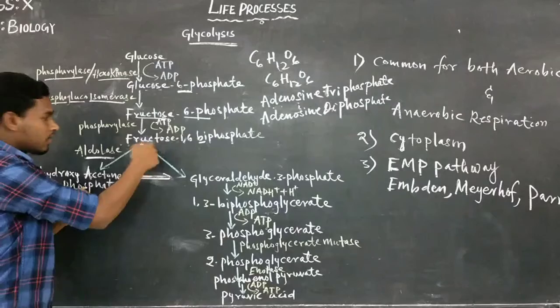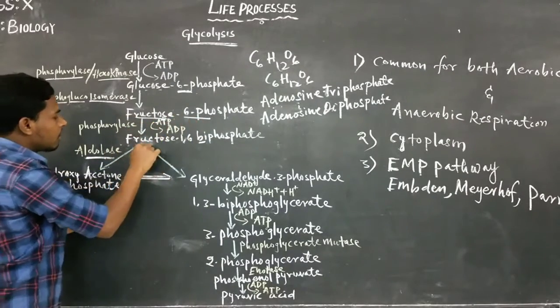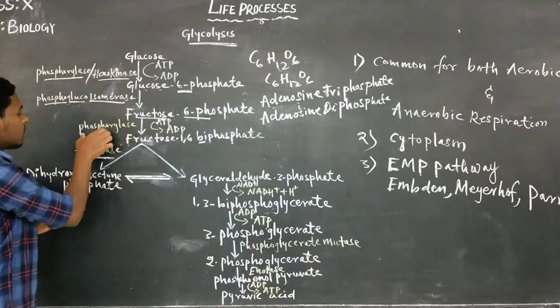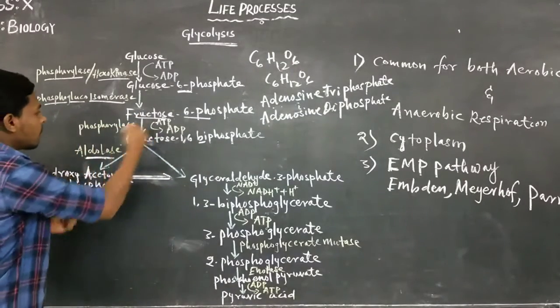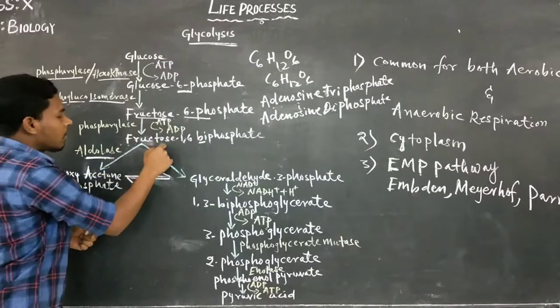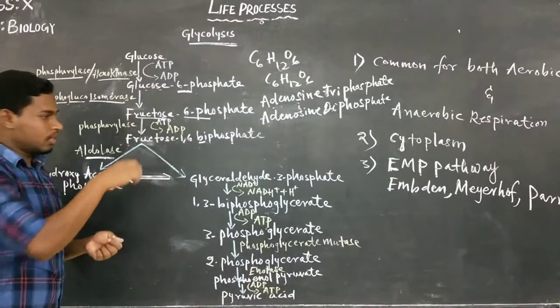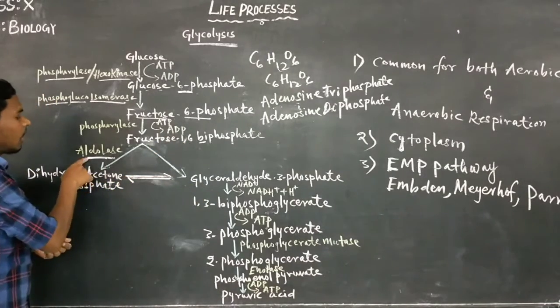Okay, before this reaction, fructose 6-phosphate gets converted into fructose 1,6-bisphosphate, and the enzyme is phosphofructokinase, which converts fructose 6-phosphate into fructose 1,6-bisphosphate. And fructose 1,6-bisphosphate gets split up into two molecules, and the enzyme is aldolase.